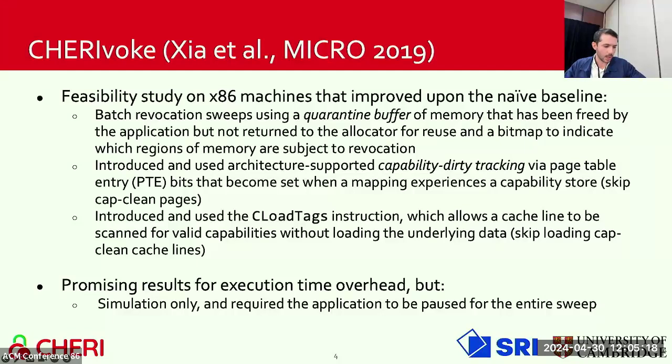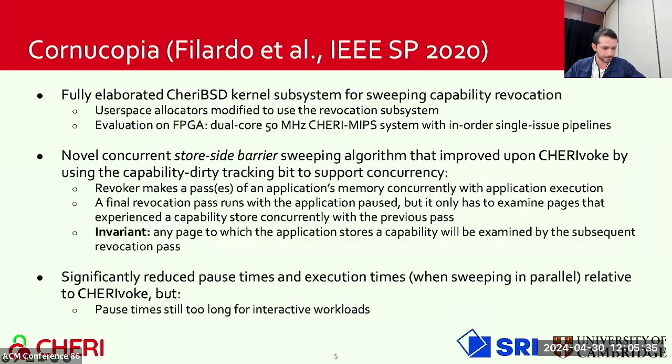So CHERIvoke, in summary, actually yielded some promising results for execution time overhead with this batching approach, but it was only in simulation. And it also required the application to be paused for the entire sweep, which is a total non-starter for any kind of interactive workloads. So the next bit of work is Cornucopia, which was presented at IEEE S&P 2020.